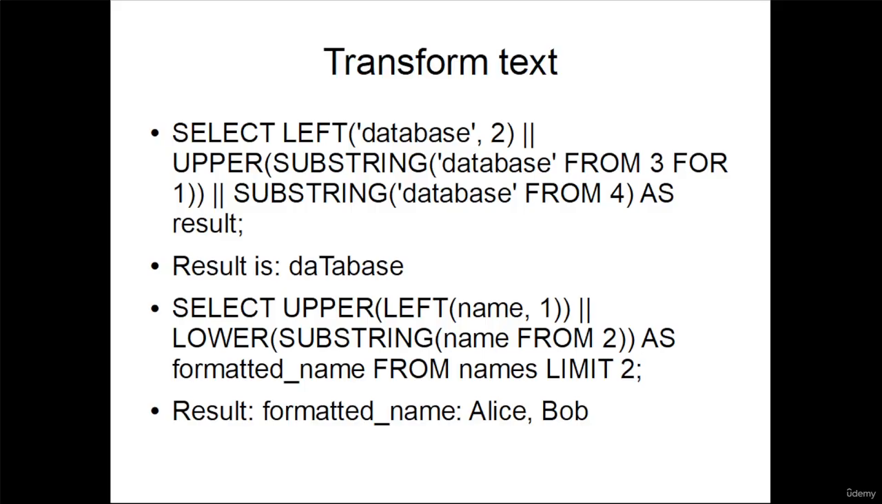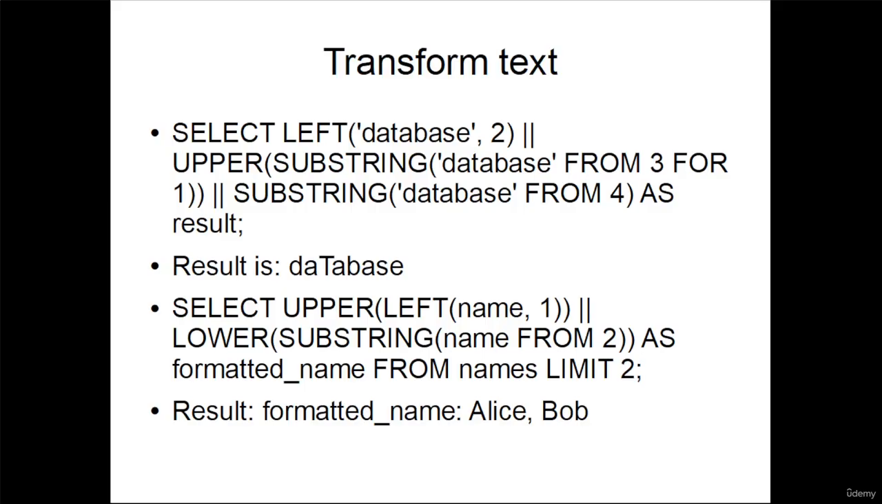What happens here is that we extract the name from the names table. We take the most left position, left(name, 1), that means only the first character from the left. Upper changes the character to uppercase. Next, we extract all the other characters from position 2, substring(name from 2), till the end. Lower changes the characters to lowercase. As a final step, we concatenate them back together. So, the result is formatted_name: Alice, Bob with a capital first letter.